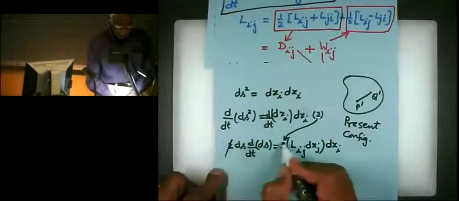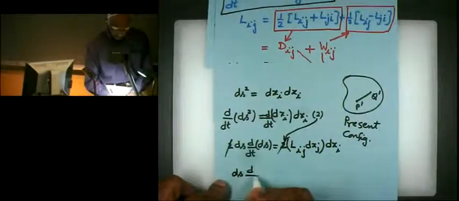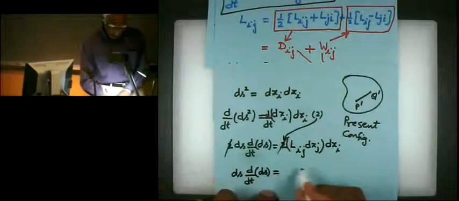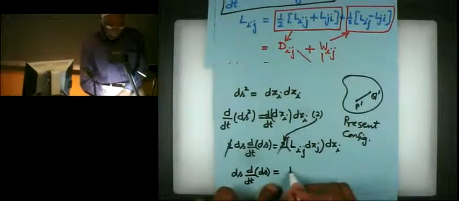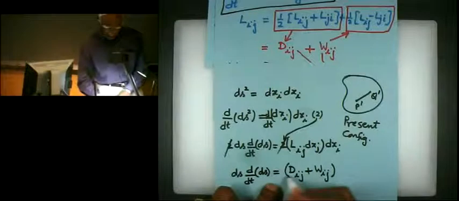So now we write Lij as Dij plus Wij. This 2 and 2 of course cancels. So we have ds, d over dt of ds. Now Lij is Dij plus Wij. So we have dxj dxi.